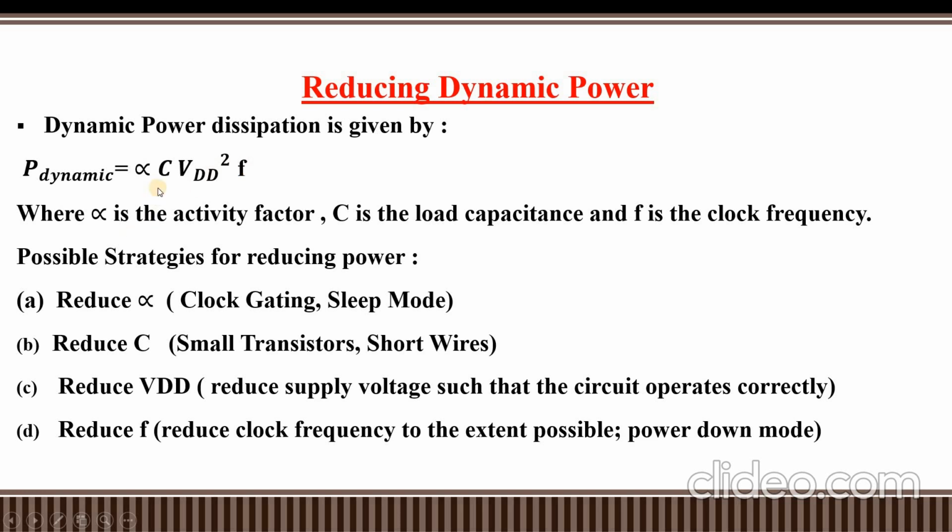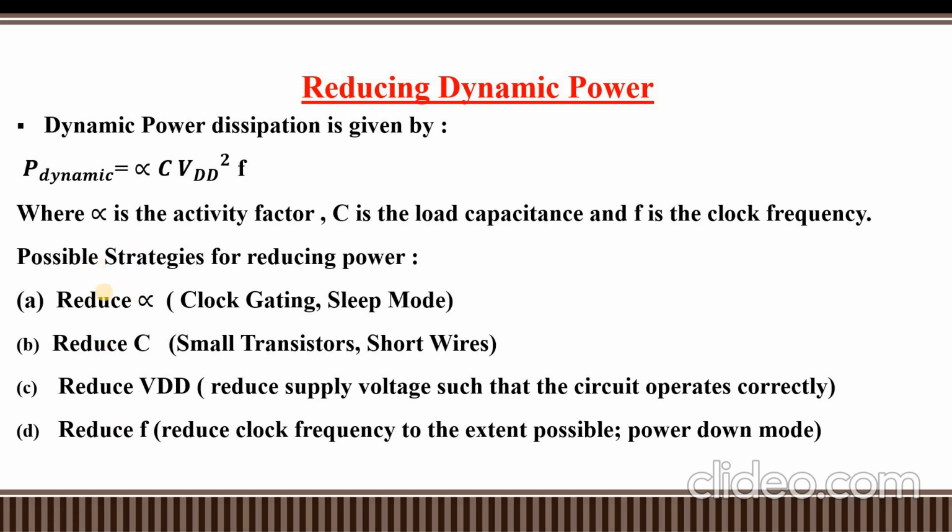So where alpha is the activity factor, C is the load capacitance, VDD is the supply voltage, and F is the frequency. We can say this dynamic power dissipation is directly proportional to all these factors. So the possible strategies for reducing the power: if we can reduce alpha, we can reduce the power. If we can reduce the capacitance, we reduce the dynamic power. Reducing VDD reduces dynamic power. Reducing the frequency, we can also reduce the dynamic power.